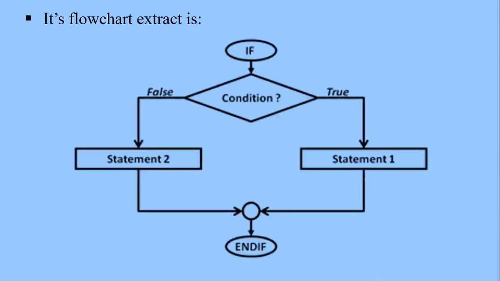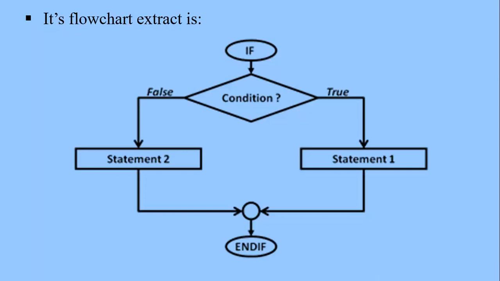So its flowchart extract, whether in C or in Pascal, is as follows. Remember, pseudocode is not restricted to any language, and flowchart is not restricted to any language. So if the condition evaluates to true, execute statement 1 and then exit. Otherwise, if the condition evaluates to false, execute statement 2 and exit.